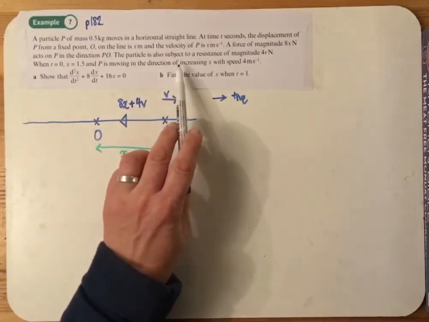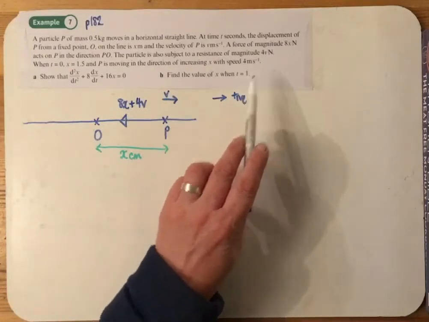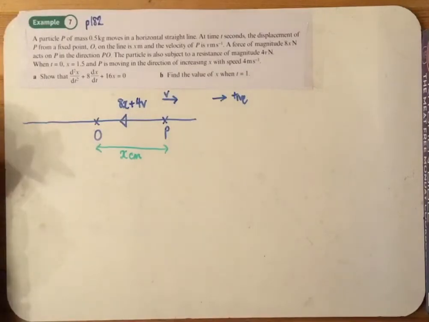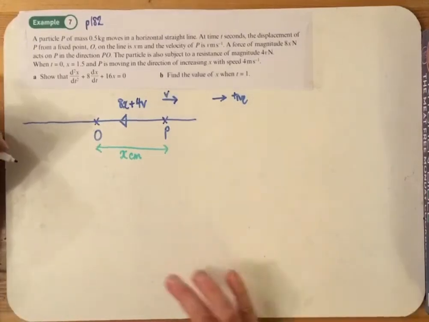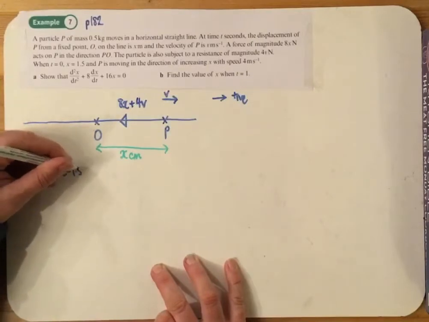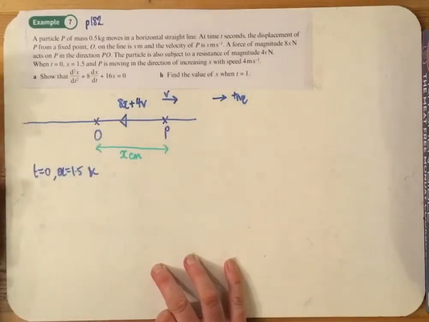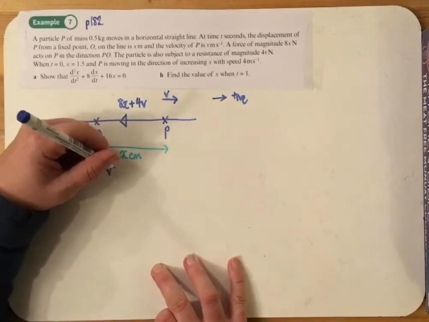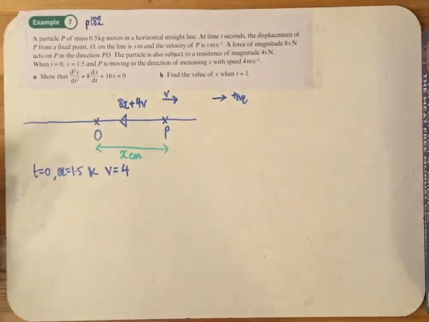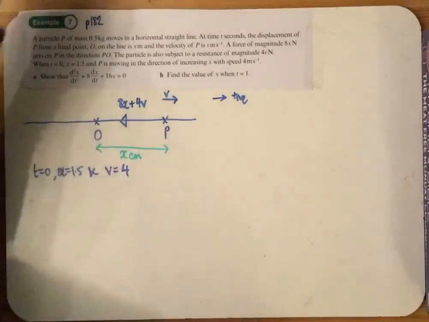The particle is also subject to a resistance of magnitude 4v. So again, we can model that as going back that way. And when t equals 0, x equals 1.5. And the speed is equal to 4, so we'll take v as being equal to 4, and we want to show that it satisfies this equation, which is the equation for damped harmonic motion.